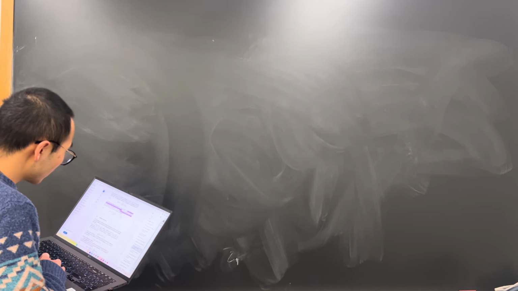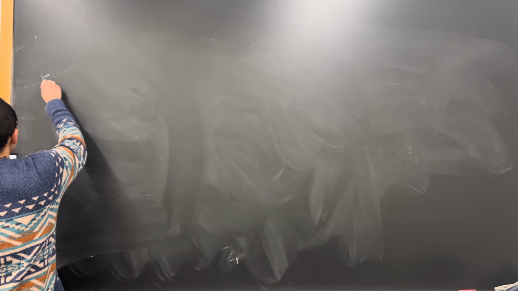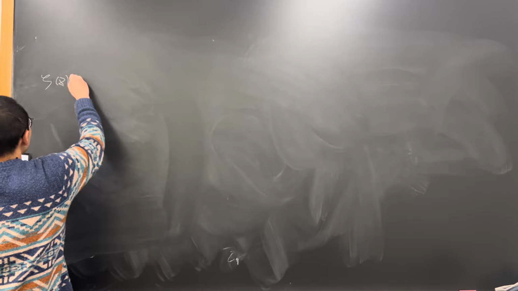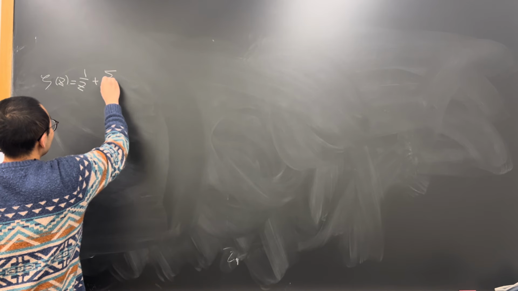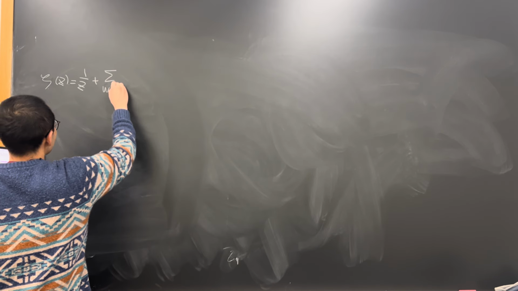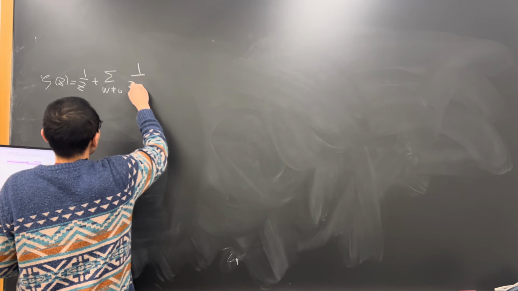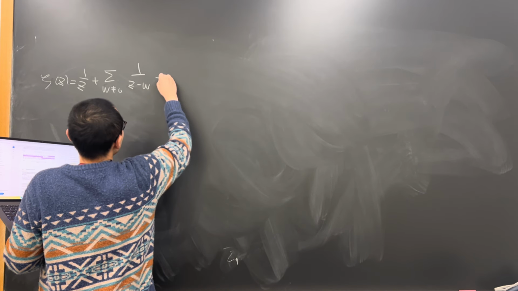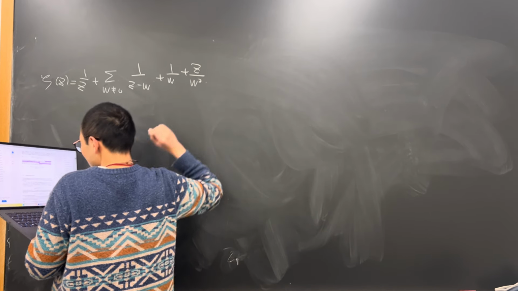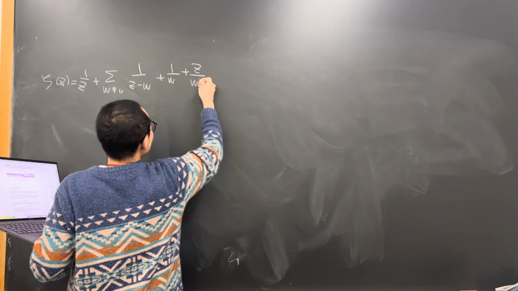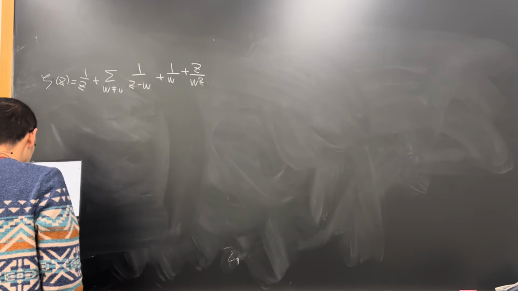Last time we showed that there is an antiderivative zeta z of the Weierstrass polynomial, which is 1 over z plus the summation over omega not equal to 0 of 1 over z minus omega plus 1 over omega plus z over omega squared. And we showed that it's an odd function.